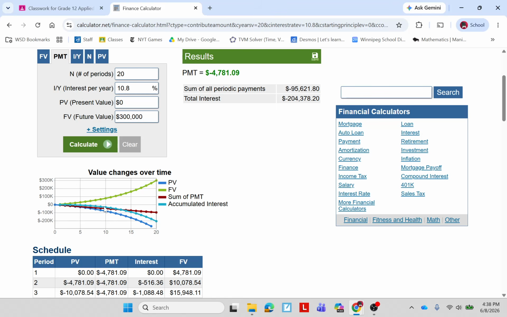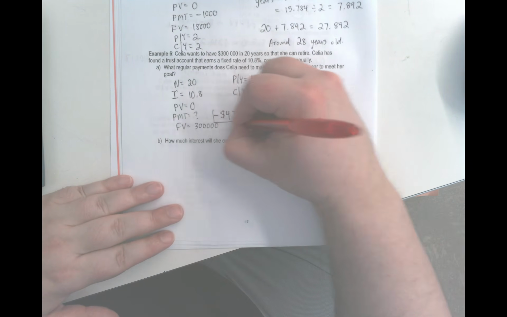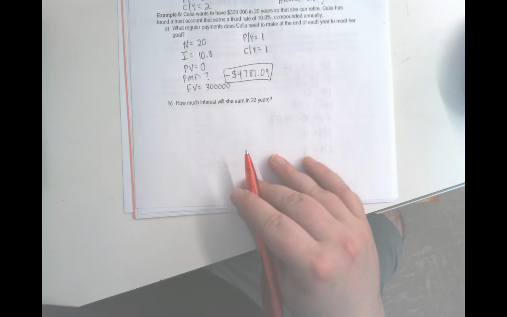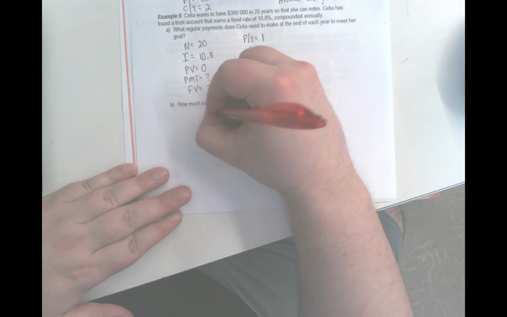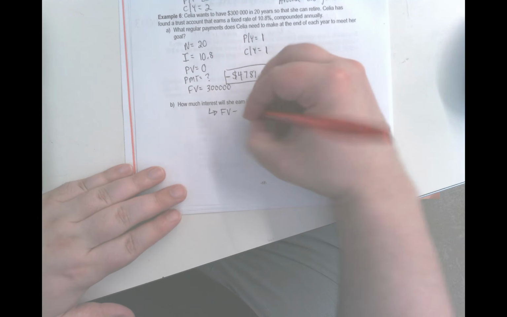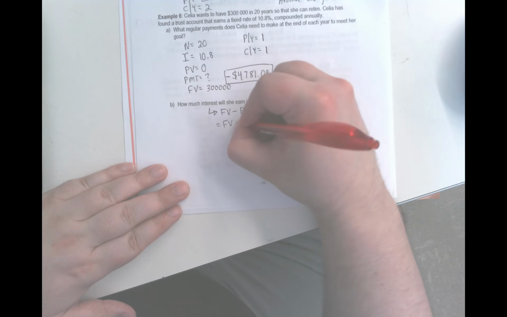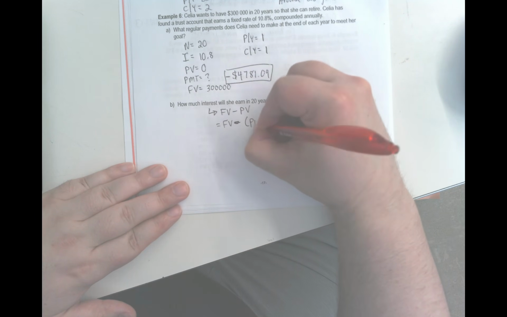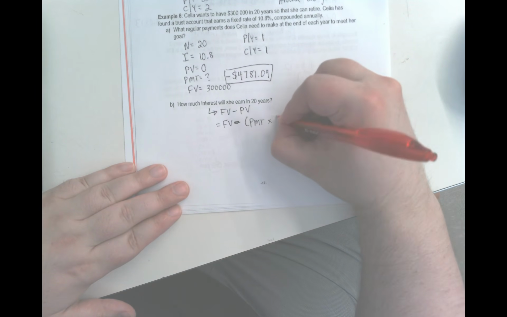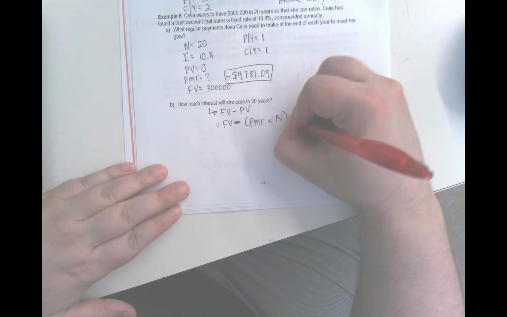So her payment amount, we get negative $4,781.09. So flipping back to the notes one more time, her payment amount is $4,781.09. How much interest will she earn in 20 years? So remember, my interest is my future value minus my present value. And my present value could also be payment amount times my N number, right? So N is my number of payments and P is my payment amount.